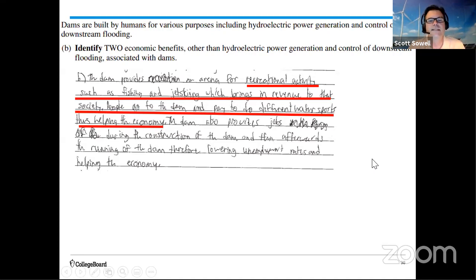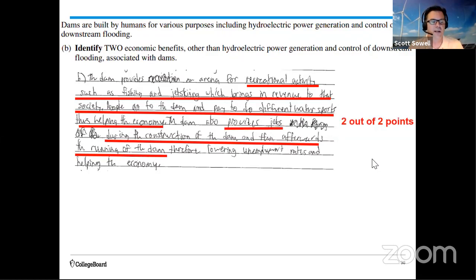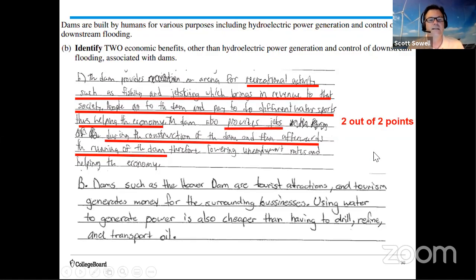The second one says the dam also provides jobs during the construction of the dam and then afterwards the running of the dam, therefore lowering unemployment rates and helping the economy. Boom, there's another economic benefit. So this person gets 2 out of 2 points. Let's look at this one. Dams such as the Hoover Dam are tourist attractions and tourism generates money for the surrounding businesses. Boom, there's that same point about tourism and recreation.